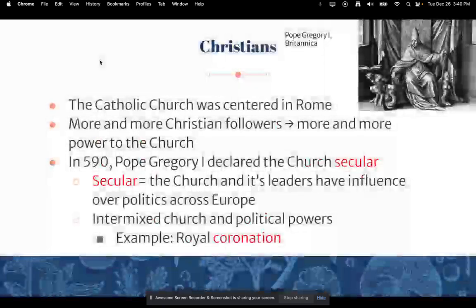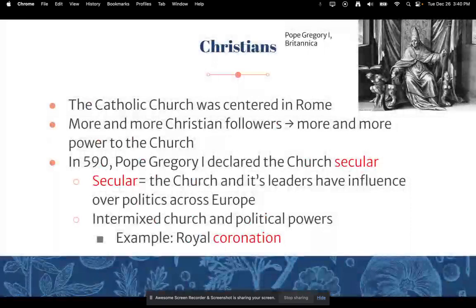So the Catholic Church was centered in Rome, like I've said quite a few times now. More and more Christian followers meant more and more power to the church. In 590, Pope Gregory I declared the church secular. What secular means is that the church and its leaders have influence over politics across Europe. So that meant that the Pope would now be intermixed with both church and political affairs.